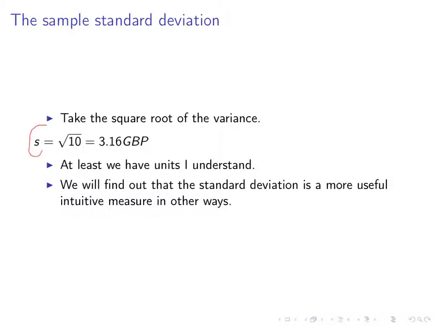Here, notice the conventional symbol is S. I take the square root of the sample variance, and if I do that, I get this number, 3.16 pounds. And this is something we call the sample standard deviation. We'll find the standard deviation a very useful measure in lots of ways.